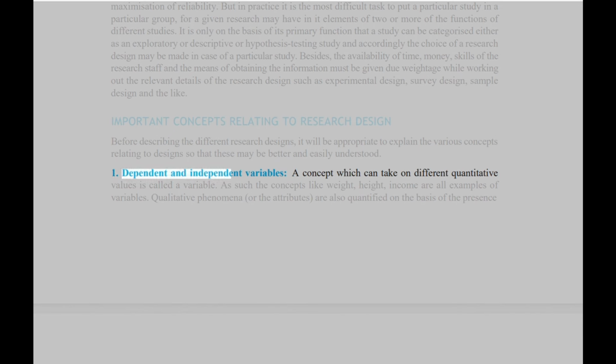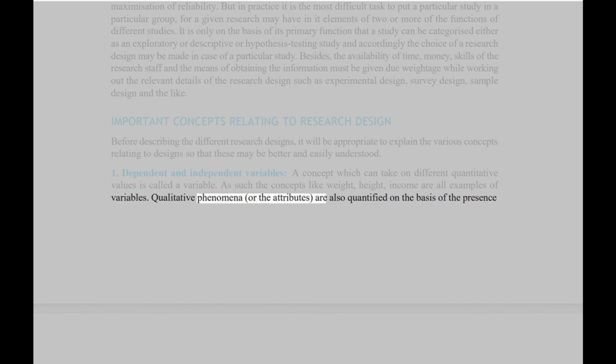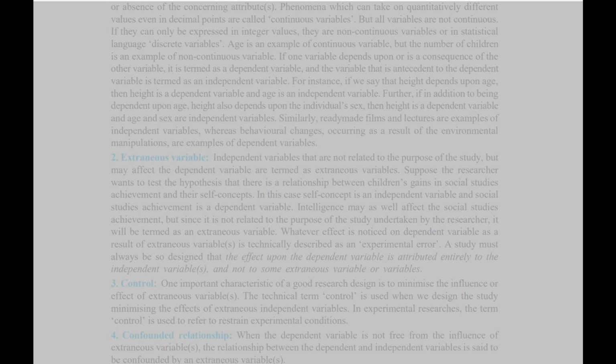1. Dependent and independent variables. A concept which can take on different quantitative values is called a variable. As such, the concepts like weight, height, income are all examples of variables. Qualitative phenomena, or the attributes, are also quantified on the basis of the presence or absence of the concerning attributes. Phenomena which can take on quantitatively different values even in decimal points are called continuous variables.